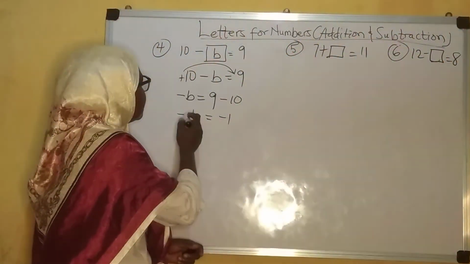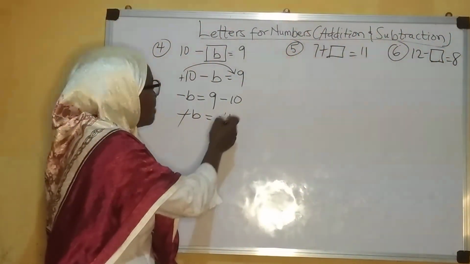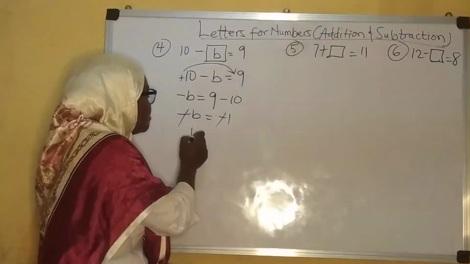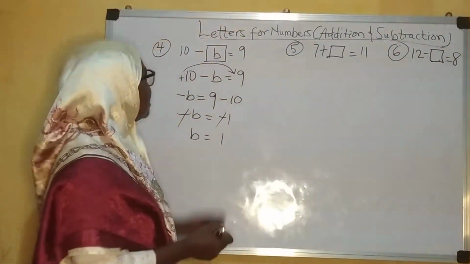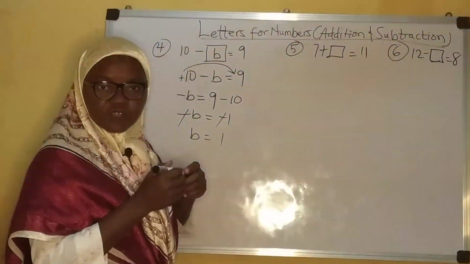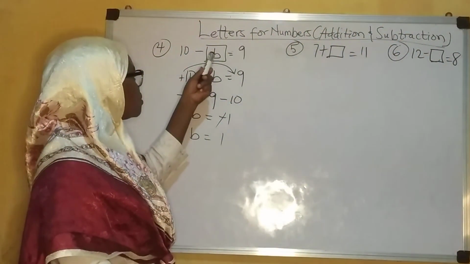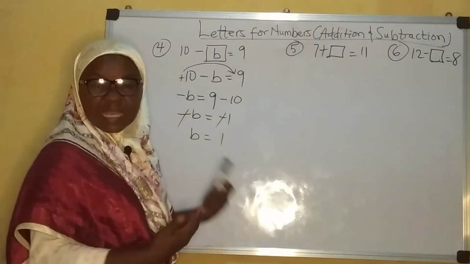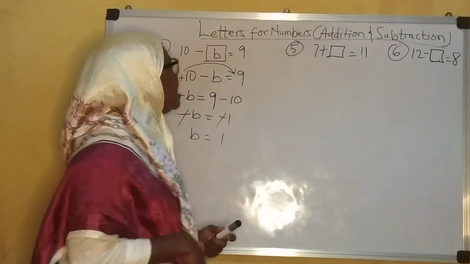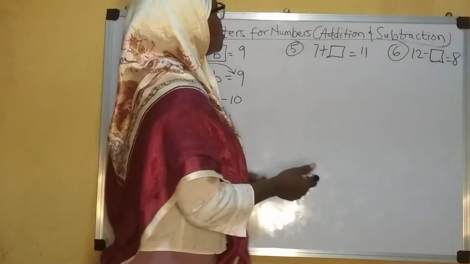So that is minus 1. Here, the negative signs negate each other, so you are left with what? The value of b to be 1. Now let's test to see if the value of b is actually 1. If I put 1 here, 10 minus 1 is what? 9. Does that make sense? All right. Now let's look at this other example too.